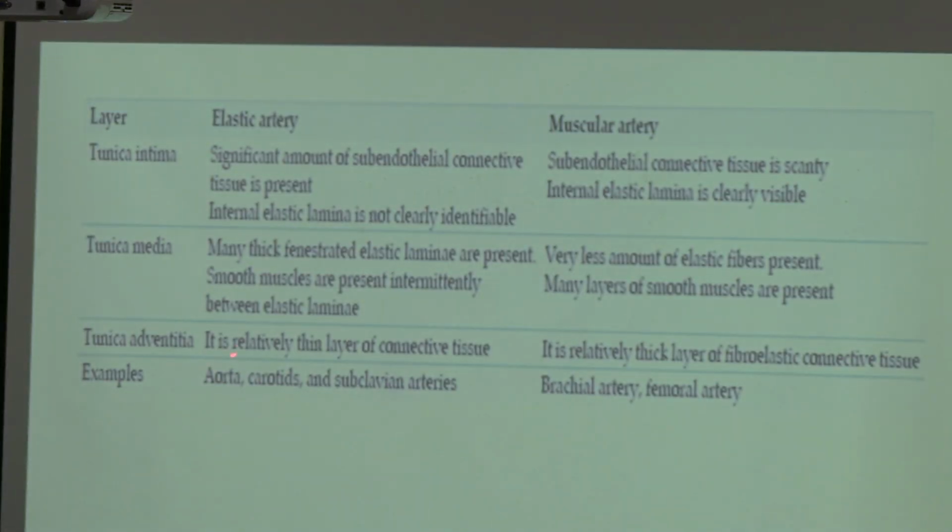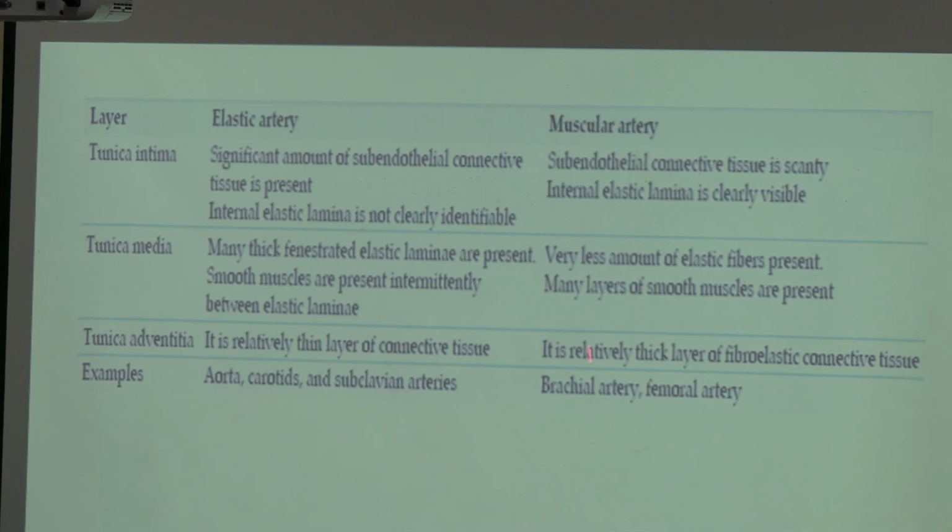This is the comparison, or you can say the differences, between the elastic artery and muscular artery. All the points whatever we have discussed are mentioned according to the layers. So what are the changes in tunica intima, media and adventitia? It is given for both the elastic artery as well as the muscular artery, followed by the examples. Here you can see these are the examples. As I said, subclavian artery, carotid artery, aorta are the elastic arteries.